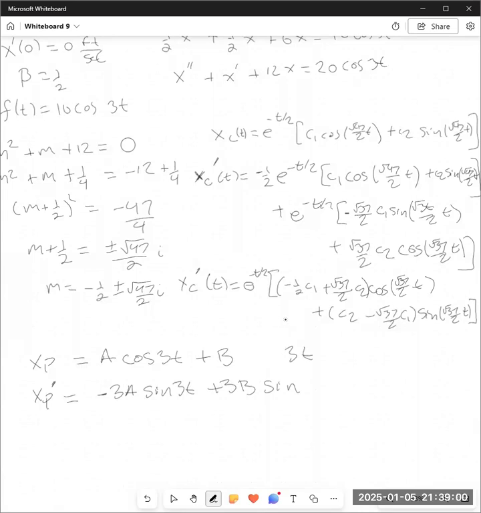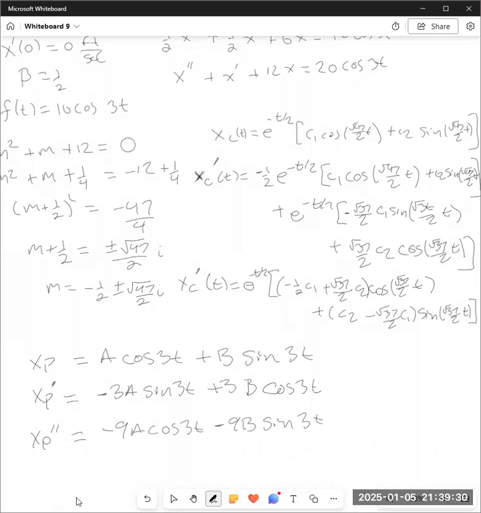This should say cosine, or this should say sine, and this should say cosine. And then negative, positive, good. xp double prime is equal to negative 9a cosine of 3t minus 9b sine of 3t.